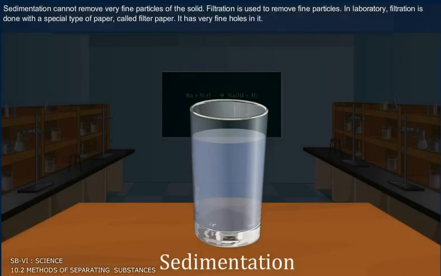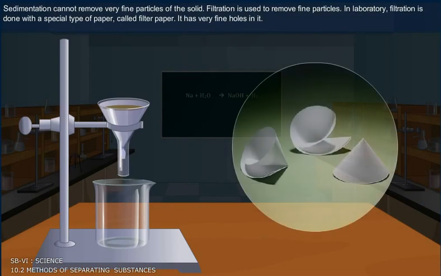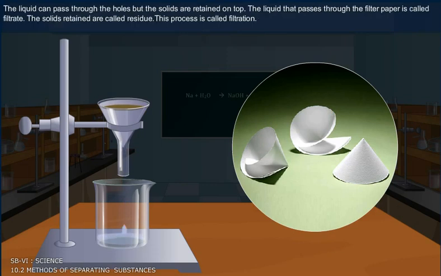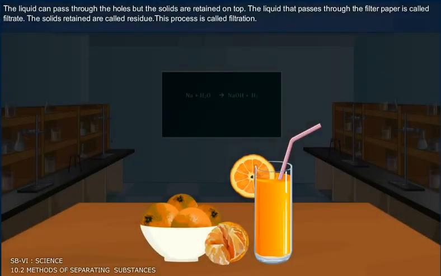Sedimentation cannot remove very fine particles of the solid. Filtration is used to remove fine particles. In the laboratory, filtration is done with a special type of paper called filter paper. It has very fine holes in it. The liquid can pass through the holes, but the solids are retained on top. The liquid that passes through the filter paper is called filtrate. The solids retained are called residue. This process is called filtration.